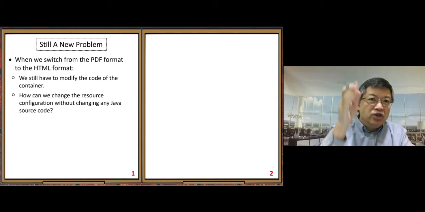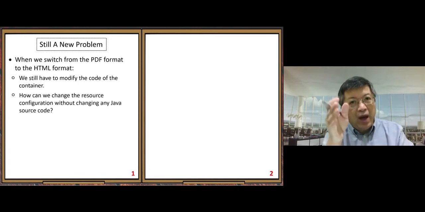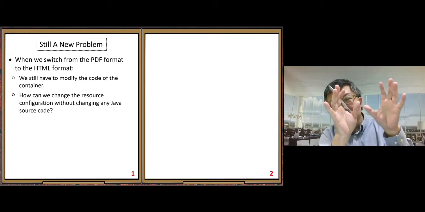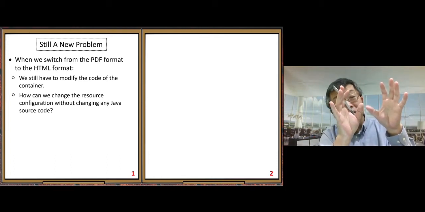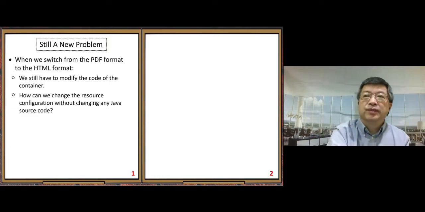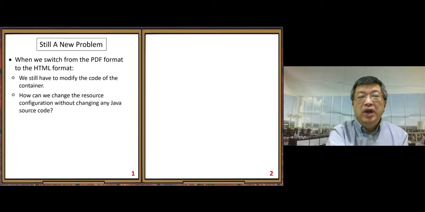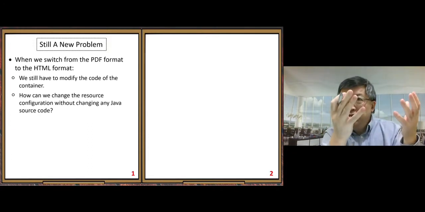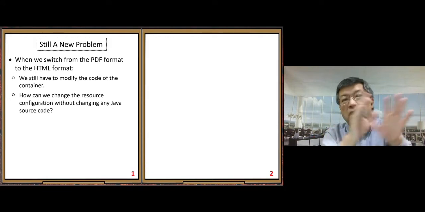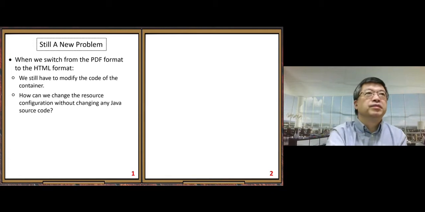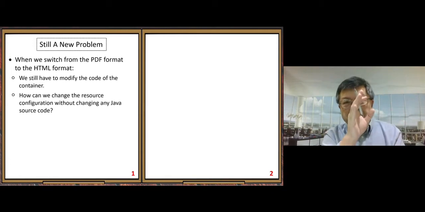How can we change the resource configuration without changing any Java source code? So the ideal case is we do not want to change the Java code. We can change some non-Java information, but we do not want to change the Java code. So that's something we want to do in the new solution.